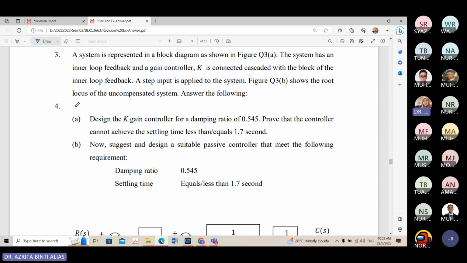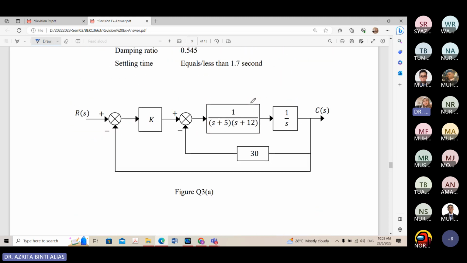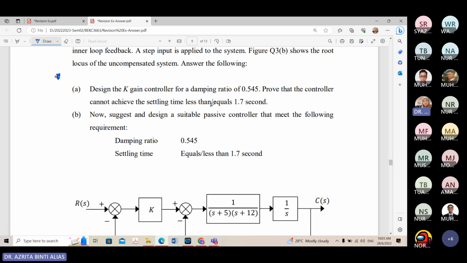Okay, last question. The same system, but for this question, the design requirement is different. The first question asks us to design the K gain controller for a damping ratio of 0.545, and then you need to prove that the controller cannot achieve a settling time less than or equal to 1.7 seconds.